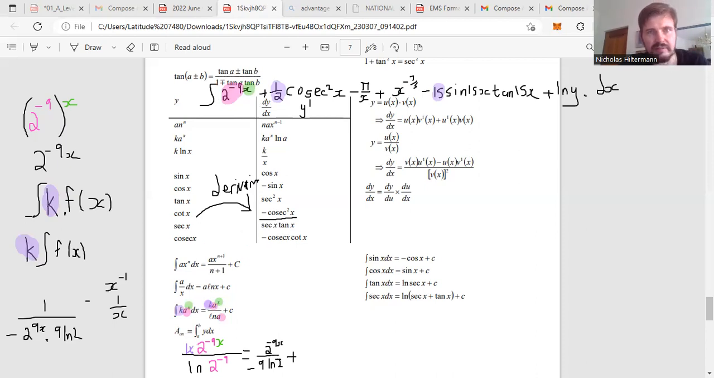So if you're asked to find the integral, I'm just going to do this in a different color. Just look on the right-hand side.